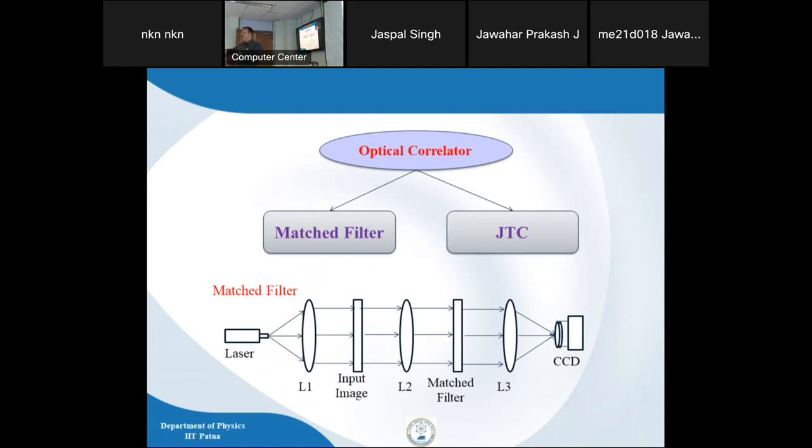So what we need to do is threshold the intensity and take a decision that, okay, if the intensity level is above this, we will consider it fully matched. If it is below this, then we consider no match. So there is no scheme for partial matching. Is that clear? So this is the basic scheme for the matched filter.